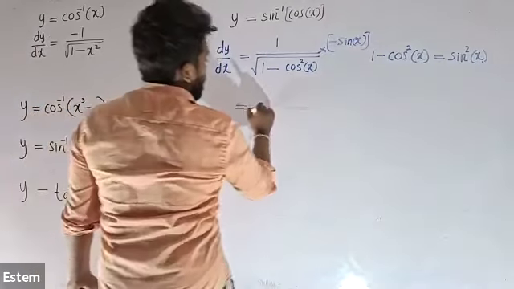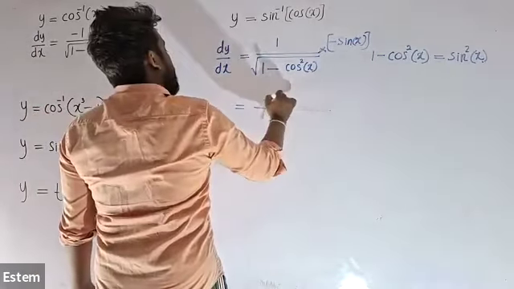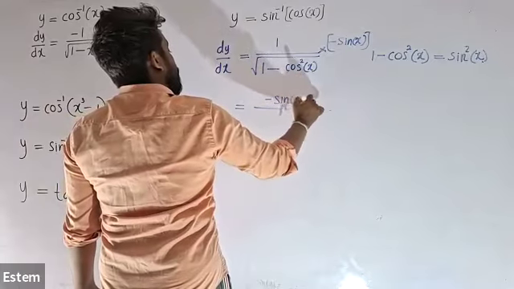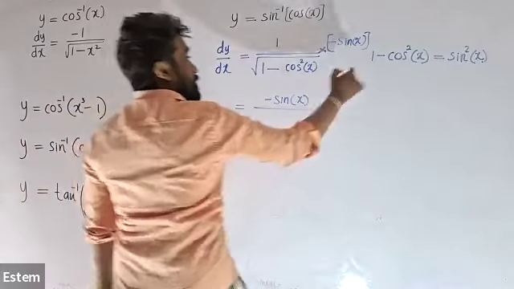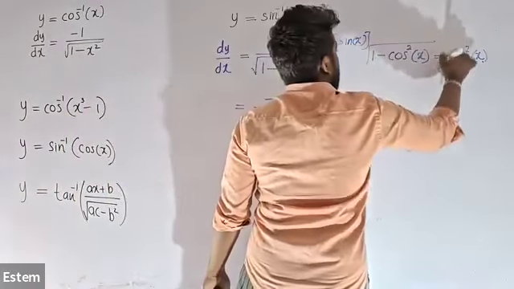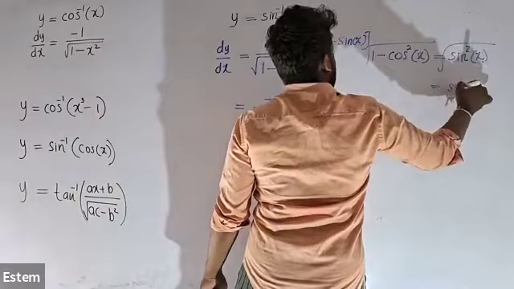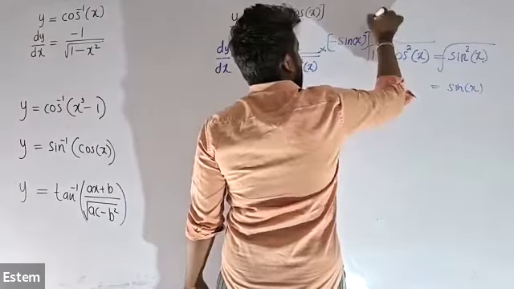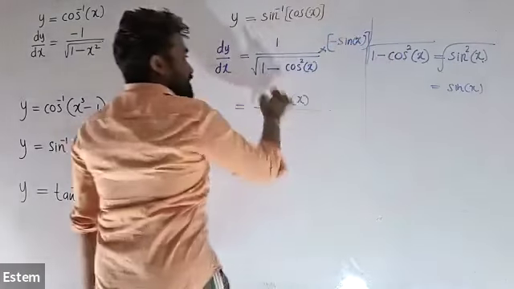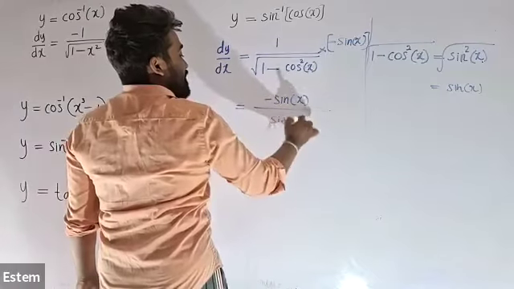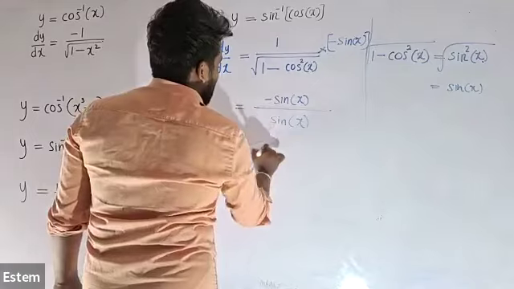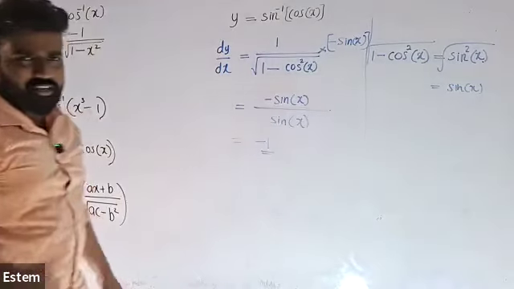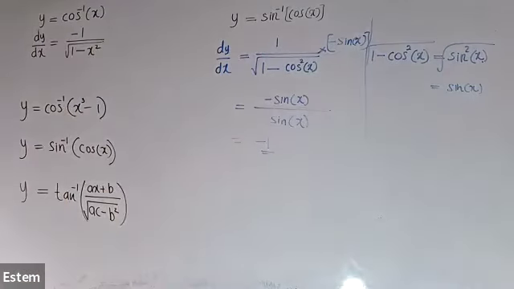Okay, then in the upper layer there is minus sine x. In the lower layer, when we take the square root of this, it is sine x. So there is no relationship with this, huh? Then this is also a very good answer. We are getting, what is that? It is minus 1. Nice. Okay. Did you get that?